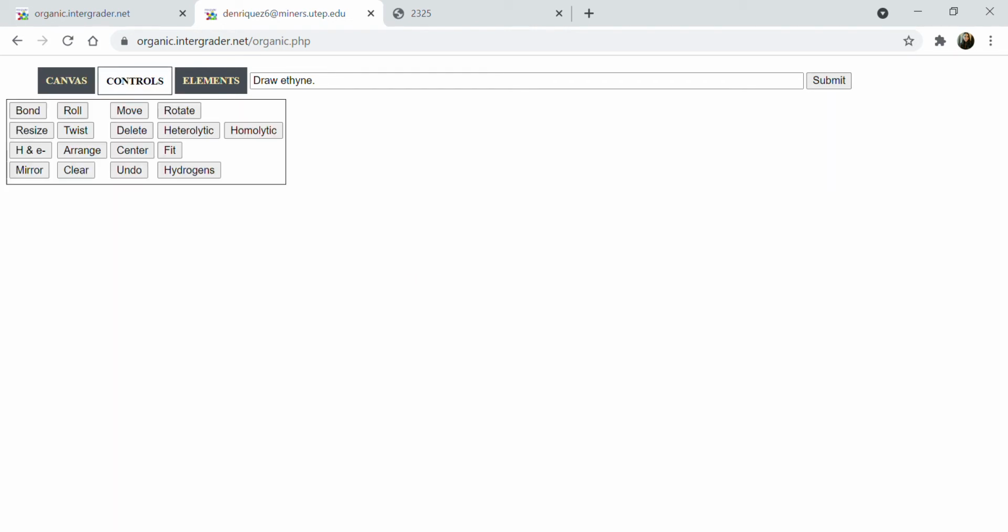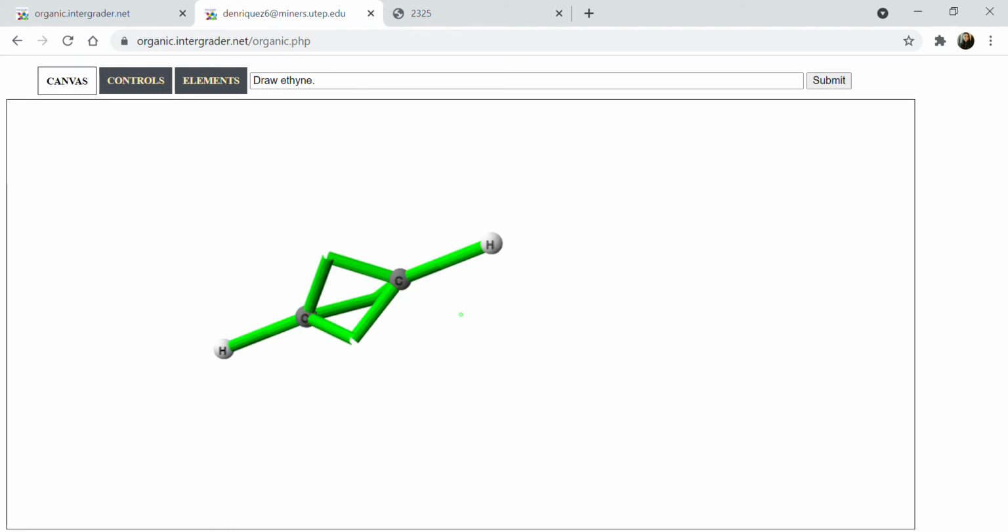Ethyne, so that's 2 carbons with a triple bond in the middle. And that should be good.